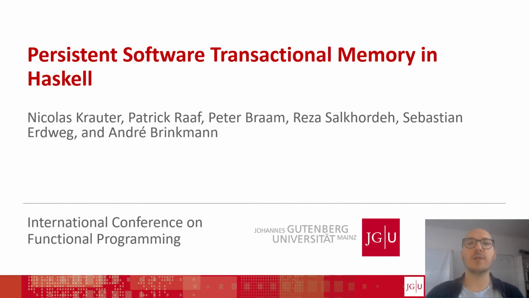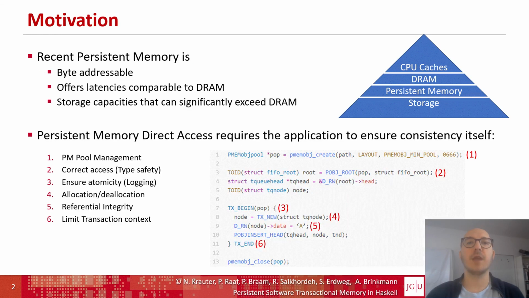Hello, I'm Nicholas Crowther, and welcome to our presentation on persistent software transactional memory in Haskell. In recent years, persistent memories, which are also called non-volatile main memories, have been gaining traction. They fill the gap between storage and DRAM with their unique characteristics. They are byte addressable, offer latencies comparable to volatile memory, and are a viable candidate for mass long-term storage due to their large capacities and persistent properties.